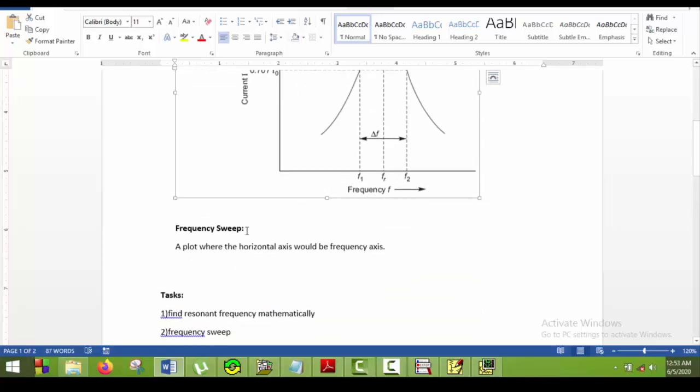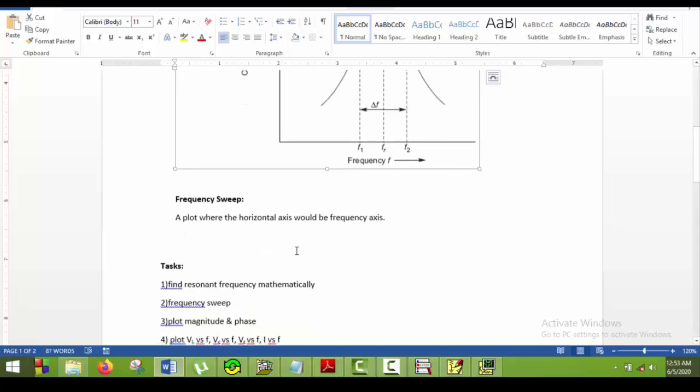Now let's move on to frequency sweep. So what is frequency sweep? Frequency sweep is a plot where the horizontal axis is the frequency axis. That means the variable is frequency, and we get the circuit response for different values of this frequency, and we plot all those values. So this is frequency sweep. I hope I am clear to you all about these topics.